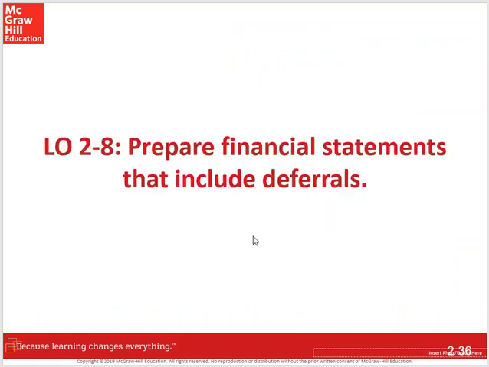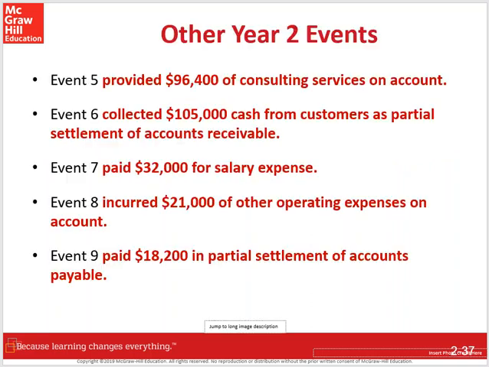So next we need to prepare our financial statements for year 2. But first they say, oh yeah, and there's also all of these other events. So let's just talk through these events. We won't write all of them out, but let's just talk them through. We provided $96,400 of consulting services on account. And this time on account means that we did the work, but we haven't been paid yet.